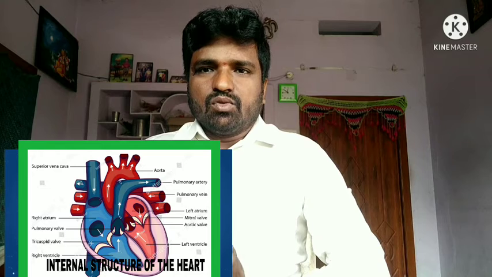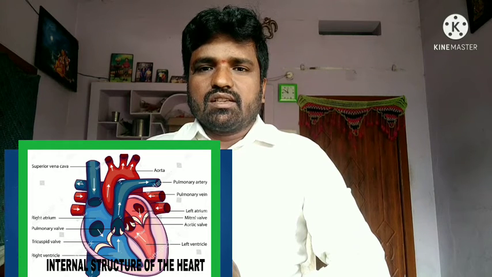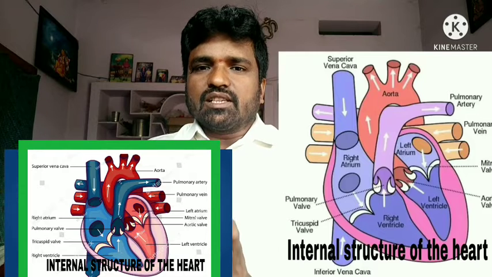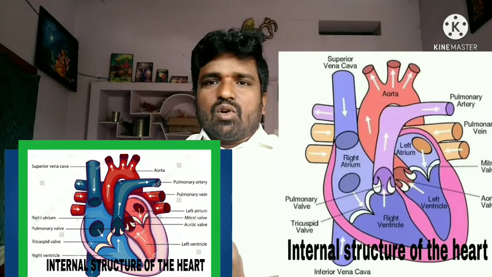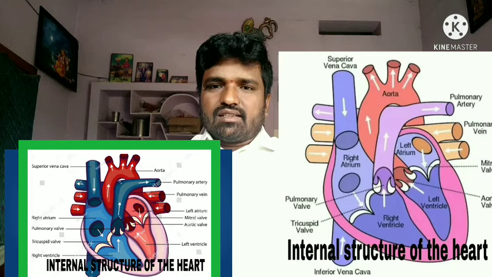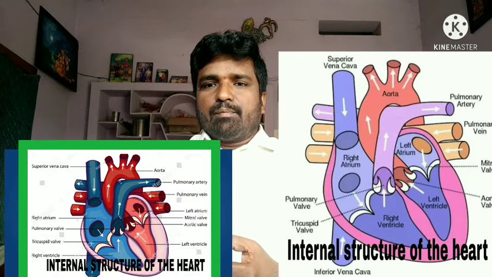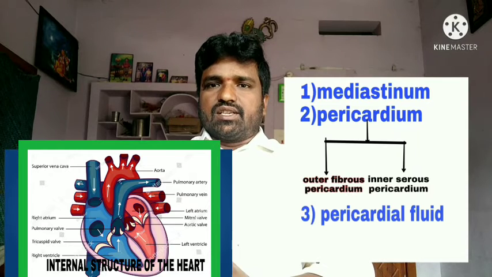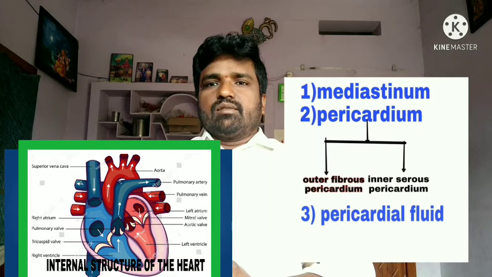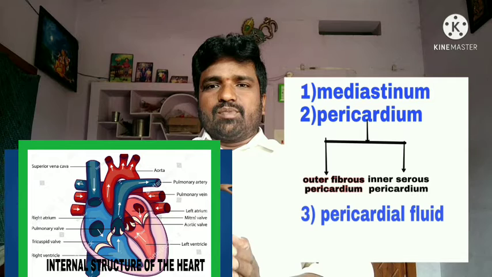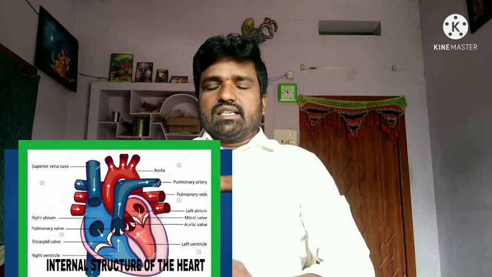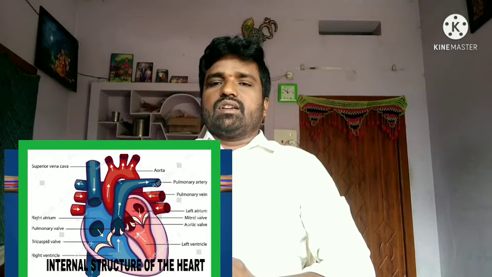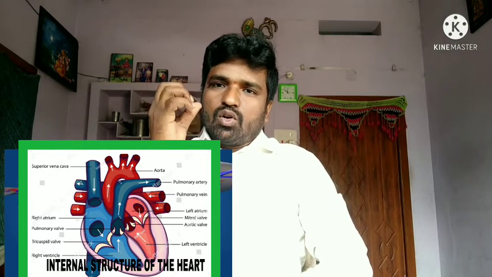Today we discuss the structure of the human heart. The human heart is a thick-walled, muscular, pulsating organ situated in the mediastinum. Mediastinum is the space between the two lungs. What is the size of the heart? It is about the size of a closed fist.